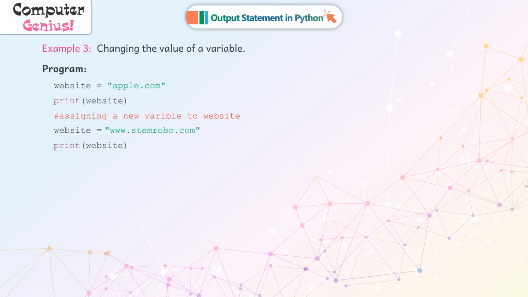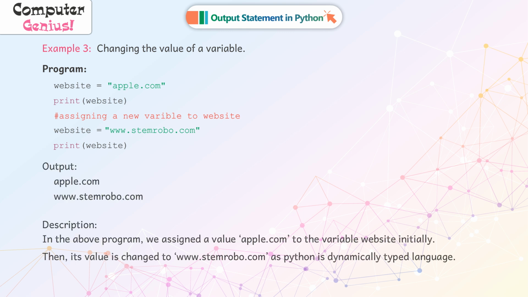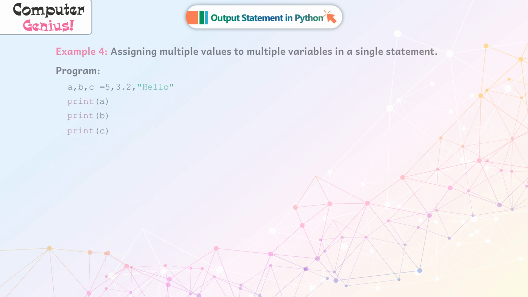Example 3. Changing the value of a variable. Program. Output. apple.com, www.stemrobo.com. Description. In the above program, we assigned a value apple.com to the variable website initially, then its value is changed to www.stemrobo.com as Python is dynamically typed language.